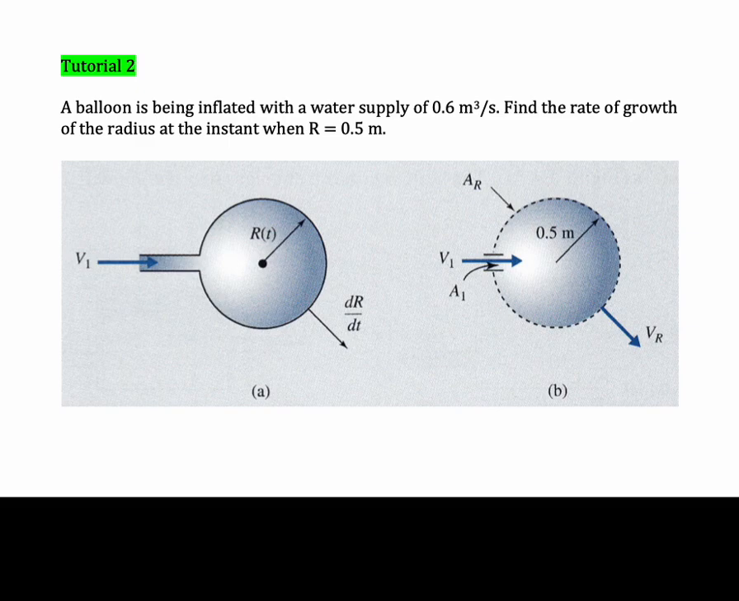Tutorial 2 here. A balloon is being inflated with a water supply of 0.6 meter cube per second. Find the rate of growth of the radius at the instant when R is equal to 0.5 meter. So in this situation, you need to be creative to imagine the situation.